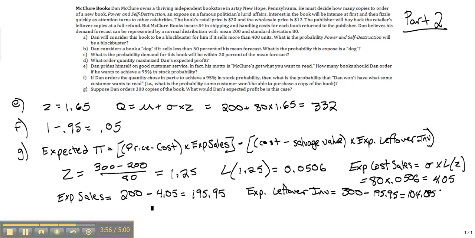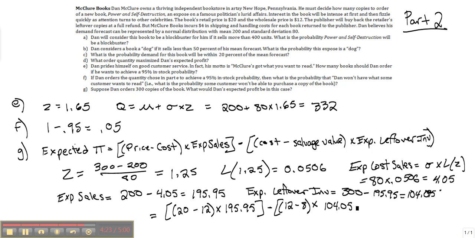Now we can plug all these values into that formula up above. So we had a price of 20, a cost of 12, times our expected sales of 195.95, and from that you subtract this cost, which was 12, our salvage value, which was 8, times our expected leftover inventory of 104.05. When you solve that equation, you then get a profit of $1,151.40.